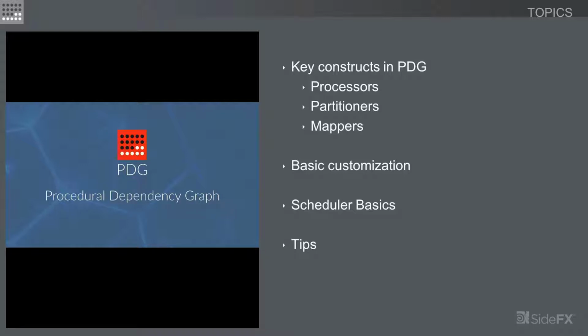First, let's actually look at the key constructs in PDG. As you can see here, there are three of them. Actually, in the entirety of the 17.5 launch video, only two types of constructs were being used in that entire hour-ish presentation. So those only involved processors and partitioners. It didn't get to the mappers at all, but we'll talk a little bit about it today. So the point here is that despite all these nodes, there's a really simple underlying architecture behind PDG. And once you grasp it, you'll see how PDG works.